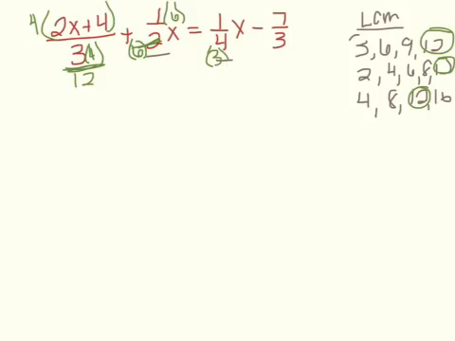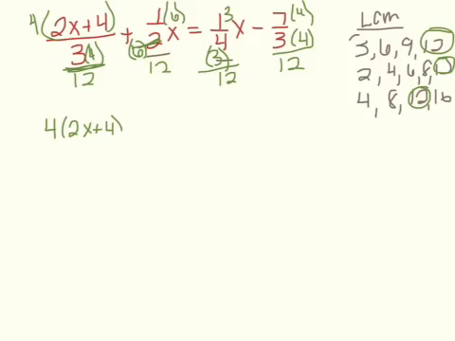4 times 3 is 12, so now that the bottom half's 12, we're good. 3 times 4 is 12, so now that the bottom has 12, we're good. So the numerator is 4 parentheses 2x plus 4.